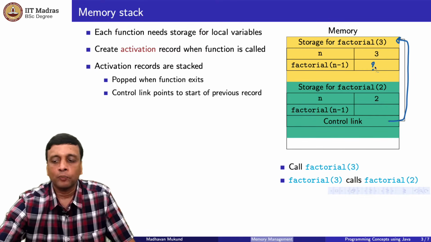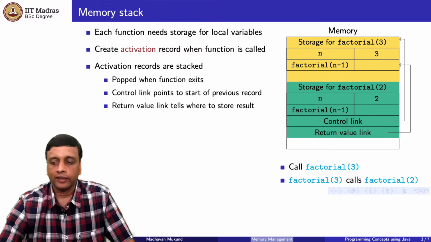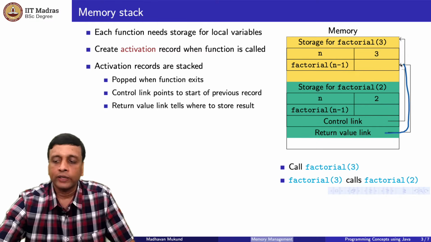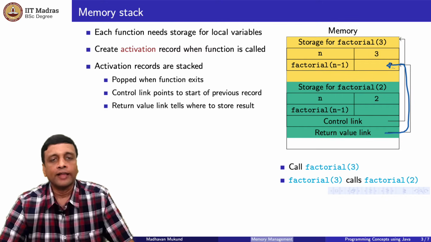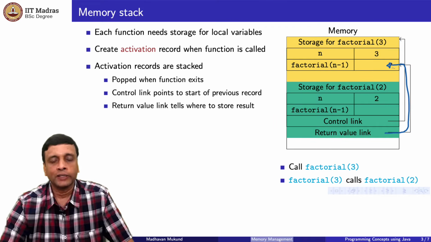The other thing is that we need to populate this space, factorial of n minus 1, and this value comes back from the function which just exited. So I have a return value link, right? A return value link tells me where to take the return value that I produce in this function and store it in the previous activation record. So an activation record contains space for the local variables, and then for bookkeeping, you have to keep track of where the previous activation record was so that you can restore it when you exit, and also where to return the value that you're going to return and store it in the previous activation record, because usually it will be stored somewhere in the calling function. So this is how this memory stack works.